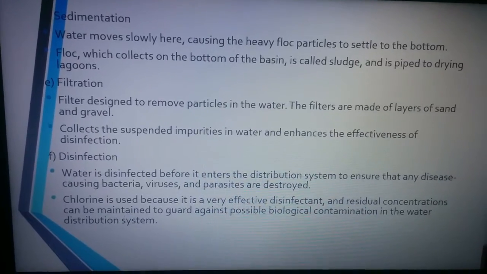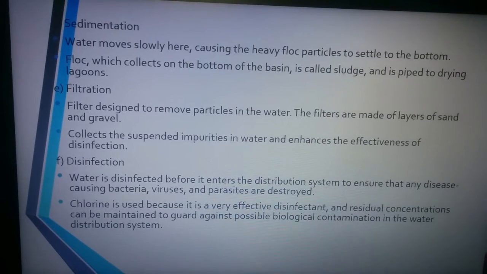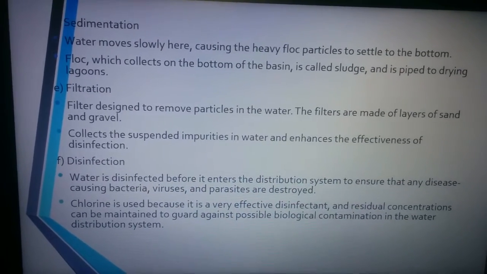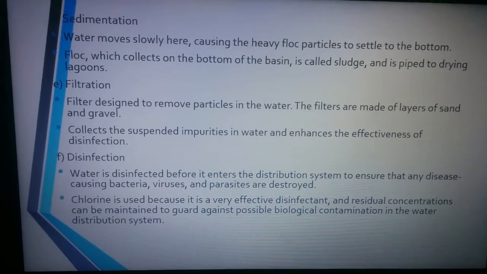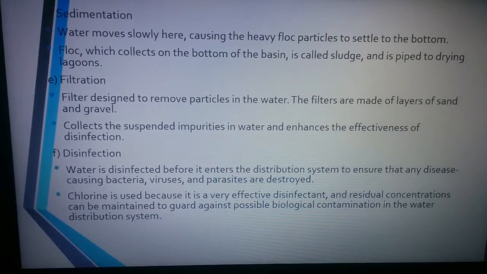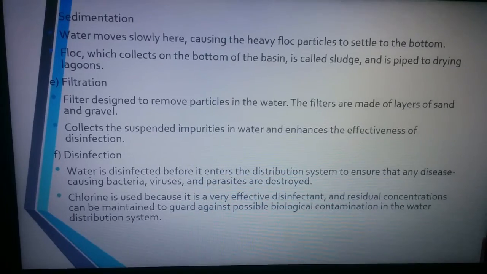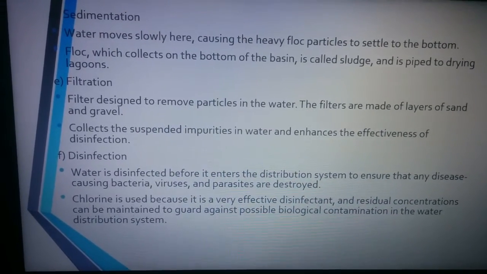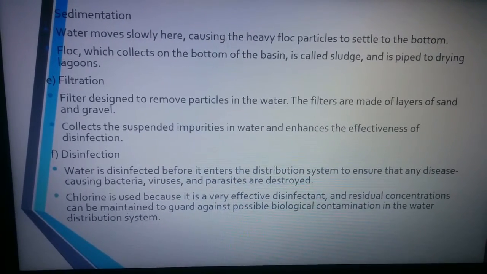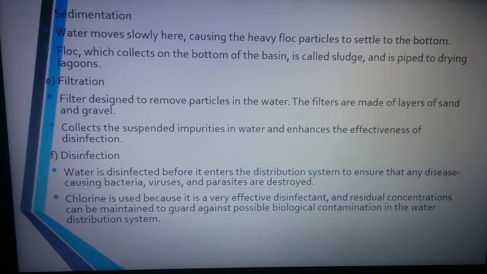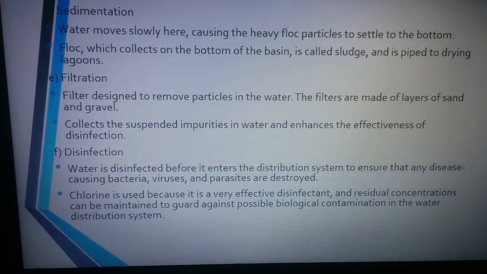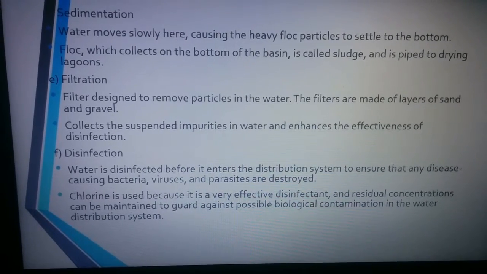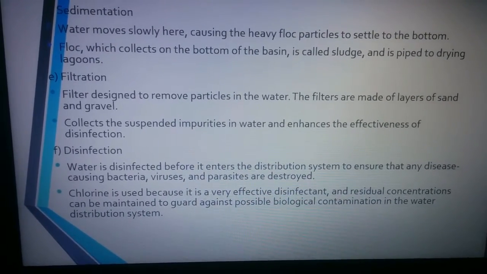Next, the system moves into sedimentation, where the water moves very slowly, so the heavy flock particles, due to their big density, will eventually settle at the bottom of the chamber. The flocks which are settled at the bottom are later piped to drying lagoons.